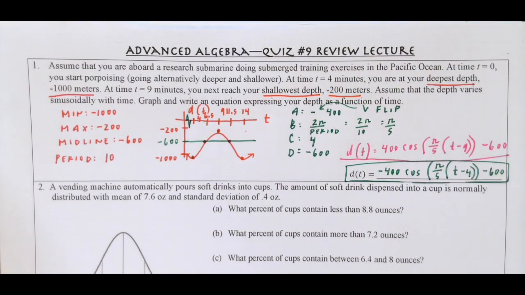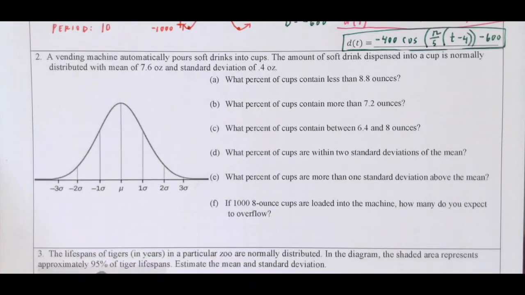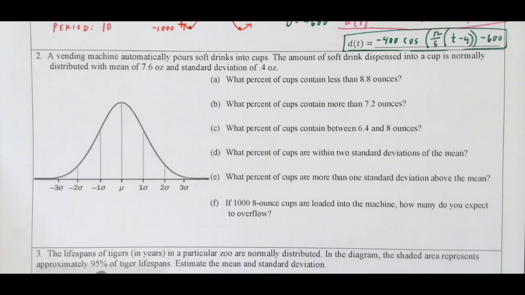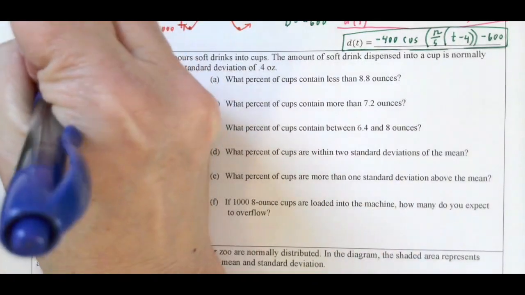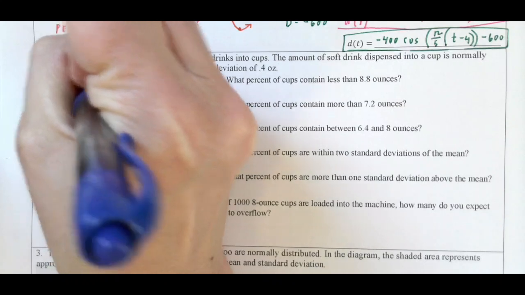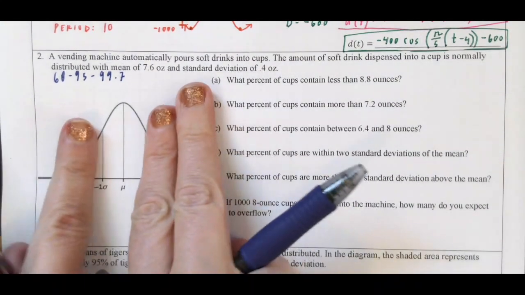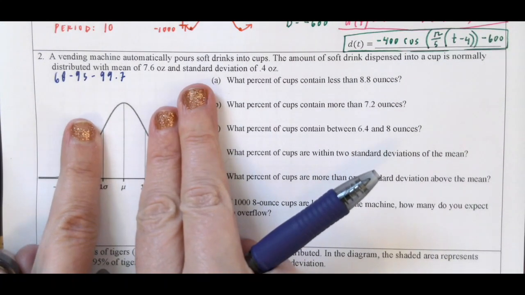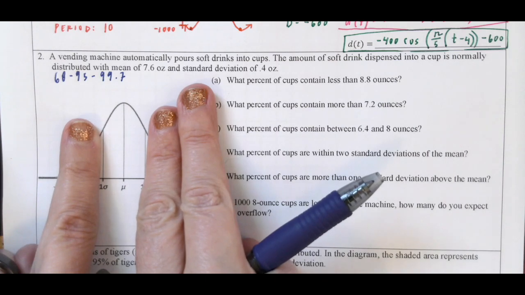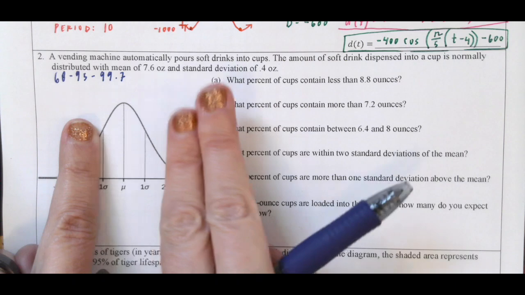All right, next up here. A vending machine automatically pours soft drinks into cups. The amount of soft drink dispensed into a cup is normally distributed with a mean of 7.6 ounces and a standard deviation of 0.4 ounces. So here we have to go back to that 68, 95, 99.7 rule. Here, that is 68. So 68% fall within plus or minus 1 standard deviation of average.